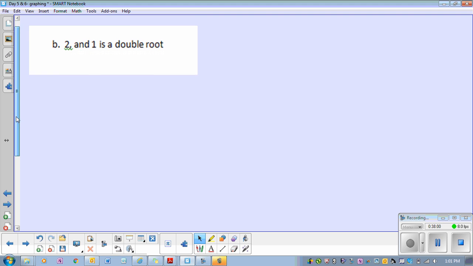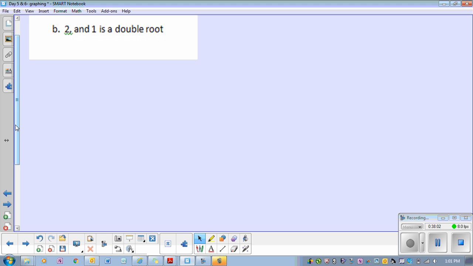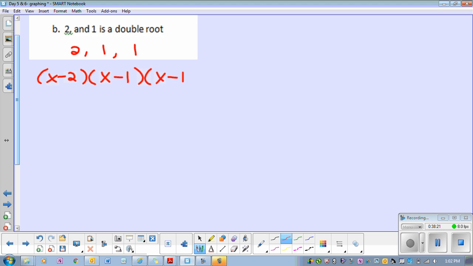All right, 2 and 1. Oh, 2, comma, and 1 is a double root. So what does this tell me? I have 2, 1, and 1. It's a double root. So now let me get my factors: x minus 2, x minus 1, x minus 1. When I do this, I'm not going to put the square because I have to multiply it all. So let's just write it out and we can multiply.